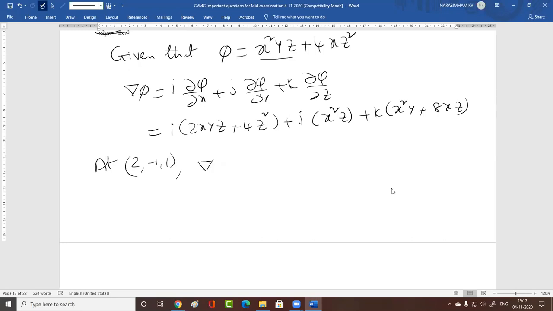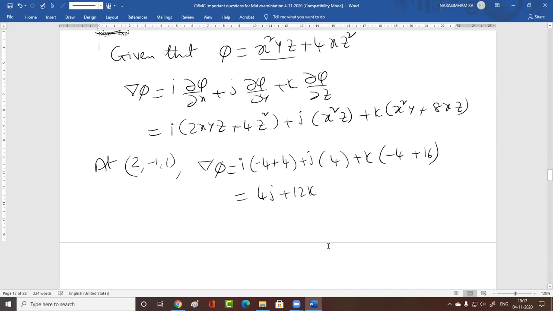Del phi equals, now simplify the value: i into 2 times (x plus y plus z), that is minus 4, plus z square into 4, that is 4, plus j into x square z is 4, plus k into x square y is minus 4, plus 8xz is 16. Okay, now 4j plus 12k. Now all are known. Del phi is known, A bar is known, mod A bar is also known.